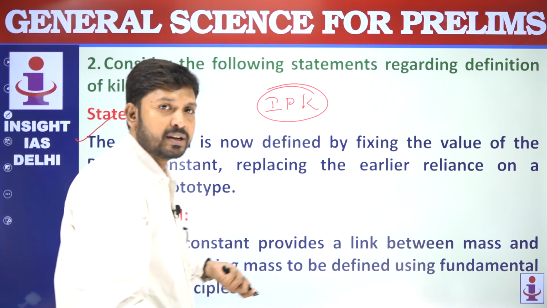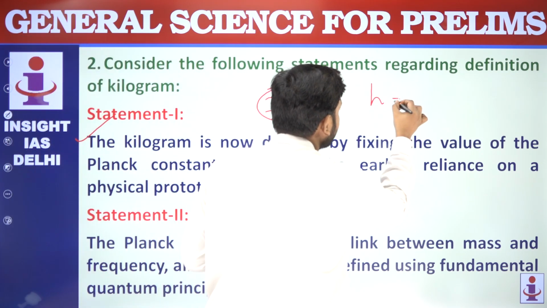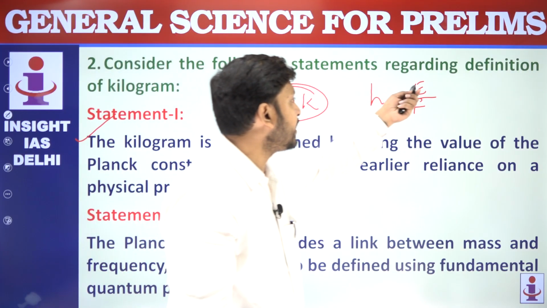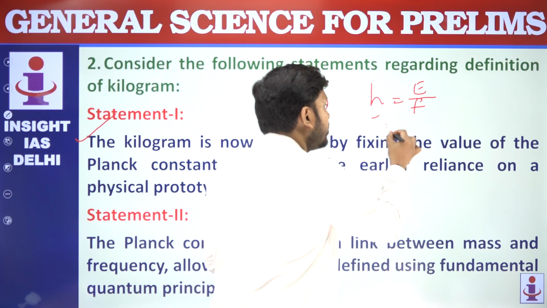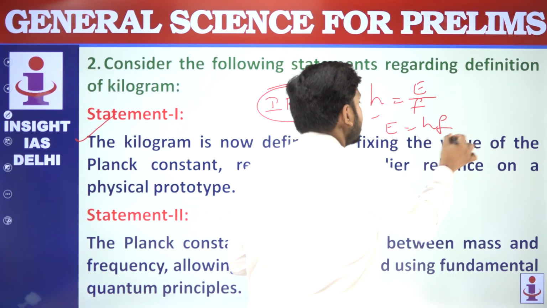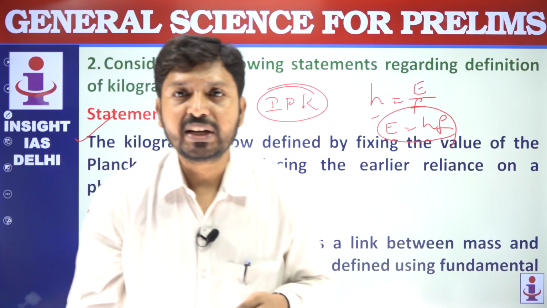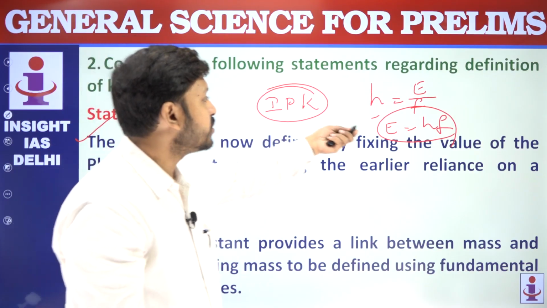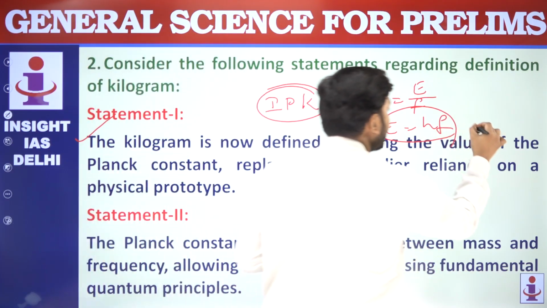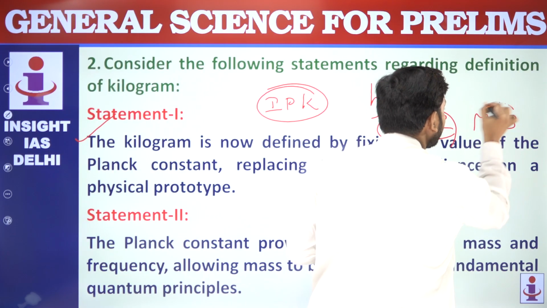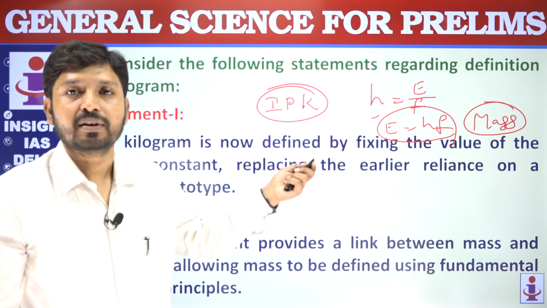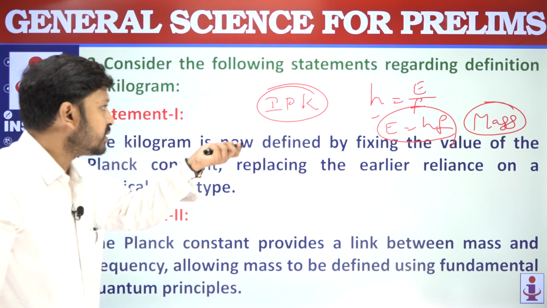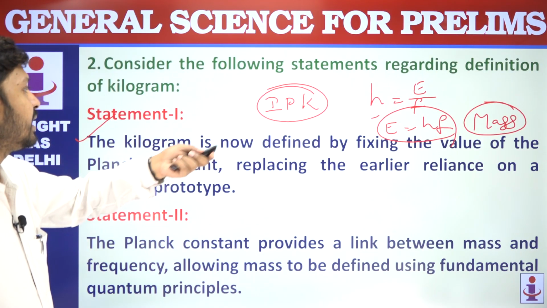But what is the Planck constant? There is an equation: Planck's constant is equal to energy upon frequency, and they have fixed the value of the Planck constant. From here we get energy, and there are some sophisticated instruments like the Kibble balance. Using those instruments and this equation, they are deriving what is called mass. Whatever mass we get from this equation is universally stable. That's why they have changed it to the Planck constant.